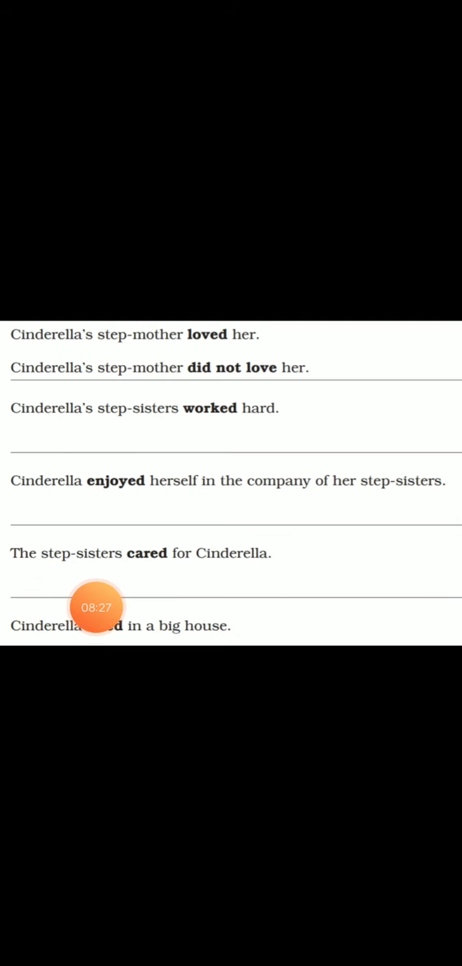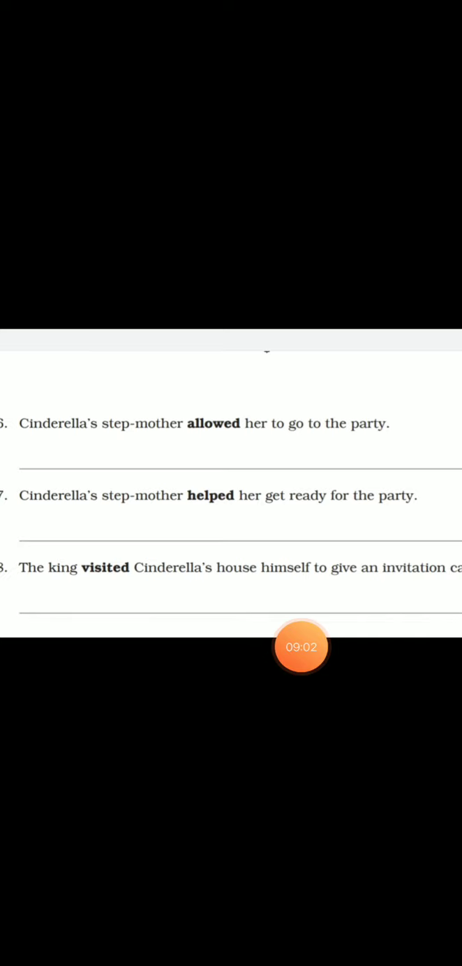The stepsisters cared for Cinderella. How will we write it here in negative form? The stepsisters did not care for Cinderella. Care, not cared. Cinderella lived in a big house. Cinderella did not live in a big house. Did not live. In place of lived, you have to write did not live, and the rest of the words will remain the same. In this way, you can complete these sentences.